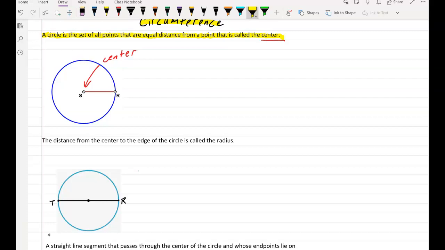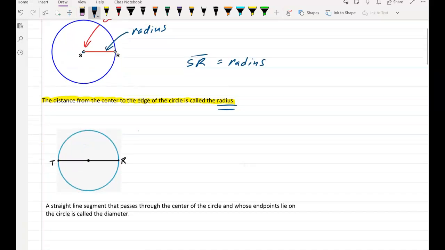Now, the distance from the center to the edge of the circle is called the radius. So this right here, that line segment, is called the radius, from S to R. So SR is the radius of this particular circle.